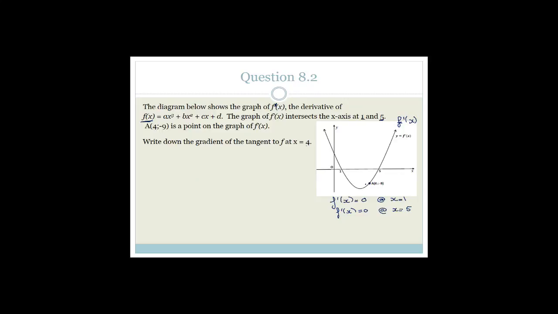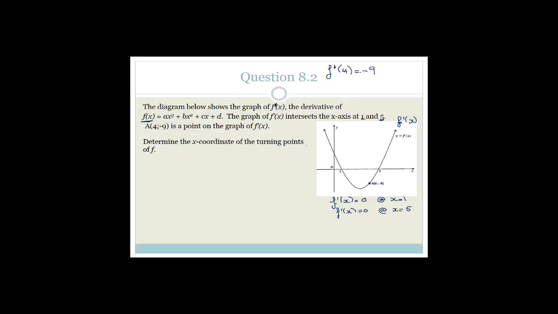At x equals 4, what is f dashed of x equal to? F dashed of x is equal to minus 9. Therefore, we can say the gradient of the tangent at x equals 4 is minus 9. Do you want me to run through that again? Maybe I should. What we're saying is that f dashed of 4 is equal to minus 9. But f dashed of x is the gradient at any point, so it's saying that the gradient at x equals 4 is equal to minus 9, and that's what that point is telling you.